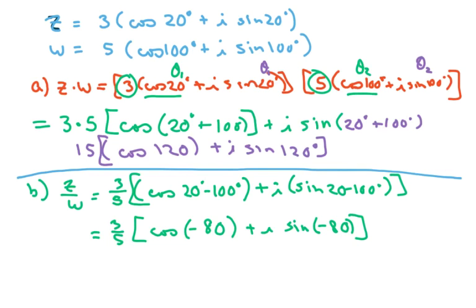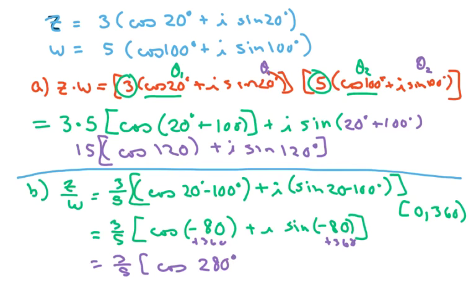Now you can either just say 360 minus 80. What I tend to do is, since our argument has to be between 0 and 360, I'm going to add 360 to both of these to make it coterminal. So when you add 360, you're going to get 3/5 cosine of 280 plus I times sine of 280. And that's how you multiply and divide.